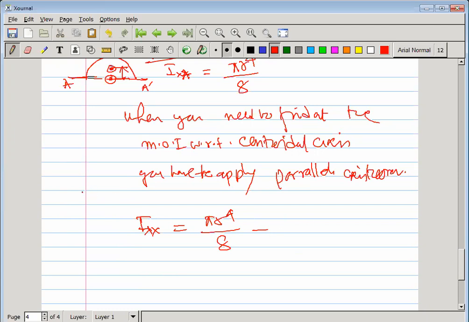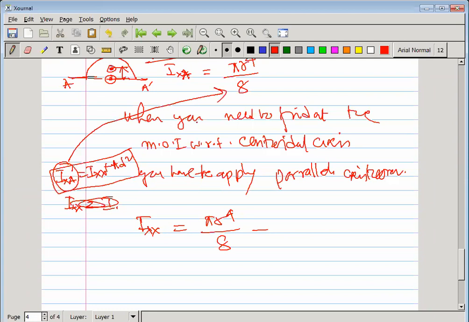You all know that I of xa, the moment of inertia with respect to any axis, is I of xx, that is the centroidal axis, plus A d square. The formula is like that, right? But normally for the semicircle, they have given this moment of inertia formula.